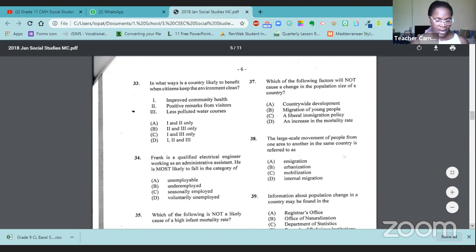33, in what ways is a country likely to benefit when citizens keep the environment clean? And we would say D, all three. We would have improved community health, positive remarks from visitors, and less polluted water courses, definitely.